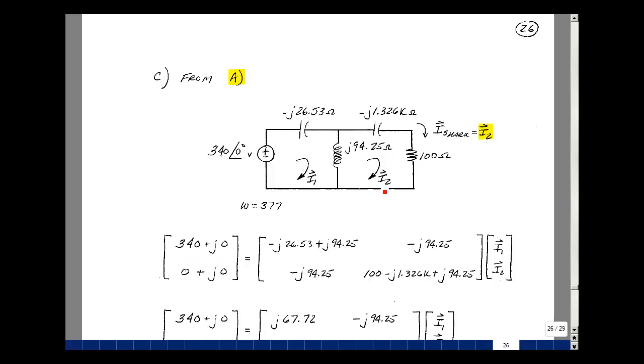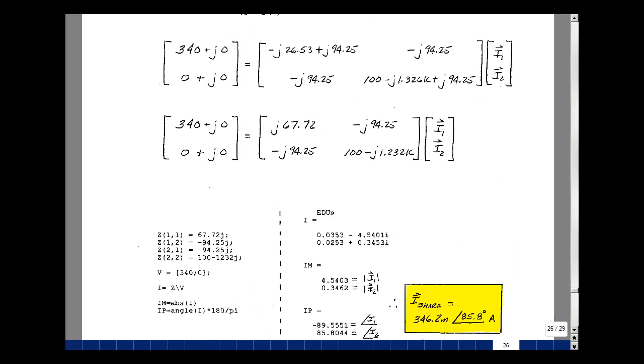Go around mesh 2 and add up all the impedances. That's going to be the 100 ohms, and then I've got these two impedances of the capacitor and the inductor. And if you go around the mesh counterclockwise, there are no voltage sources, so it's just 0, which is 0 plus J0. Combine all the things here. So adding these two, we get a J 67.2, and adding these two, we get a minus J 1.232K. So I've got a 2x2 matrix.